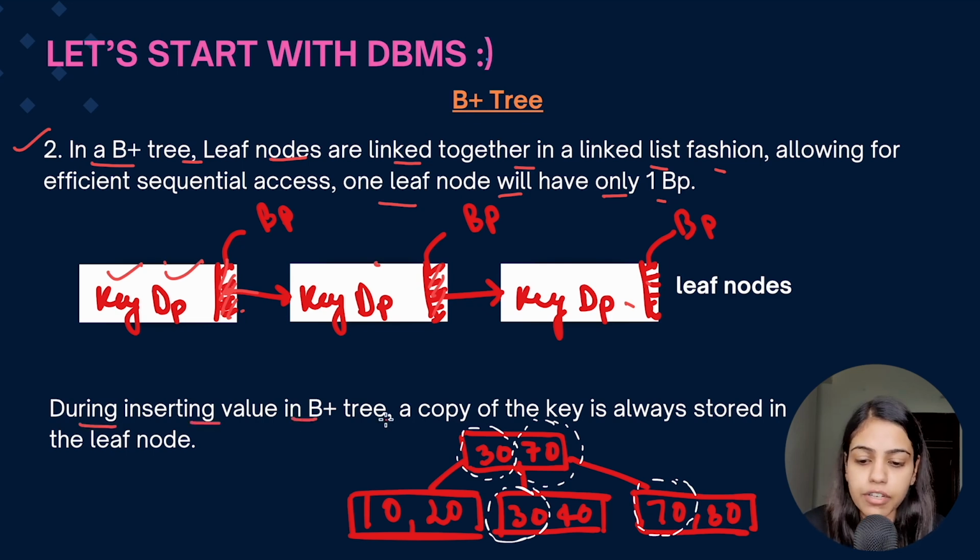During inserting a value in B plus tree, a copy of the key is always stored in the leaf node. As I told you, the internal nodes only have the key, they don't have the data pointers where that particular record is present in our disk. All the details are present in the leaf node only.